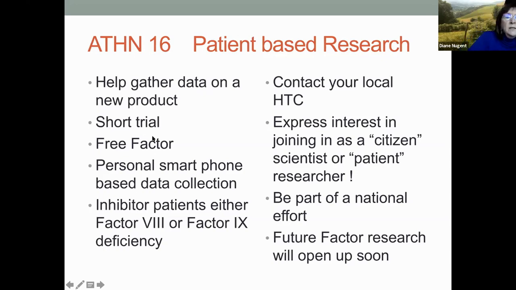It's a short trial. They'll give you, I think it's 9 or 10 doses. It's free. They'll give you a smartphone application. You don't have to make on paper any kind of bleeding score. It can just immediately be entered on your phone. And it's available for inhibitor patients, whether you have factor 8 or factor 9 deficiency. So just contact your HTC. As I said, you become the citizen scientist and the patient researcher. This is a national study. And if on your bucket list is to be part of research or to lead it, this is your opportunity.